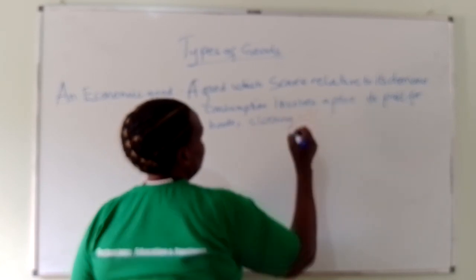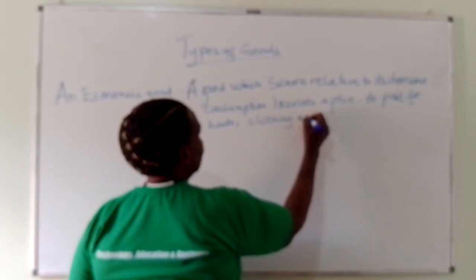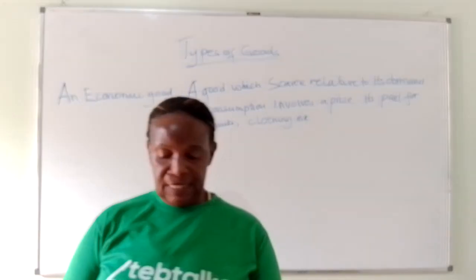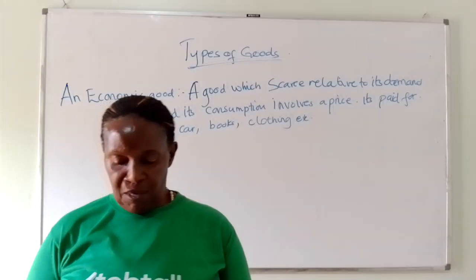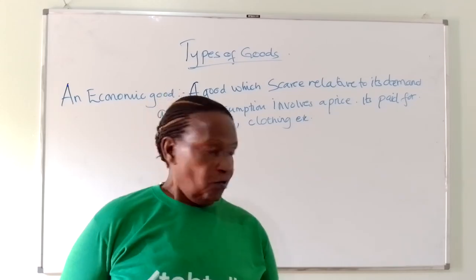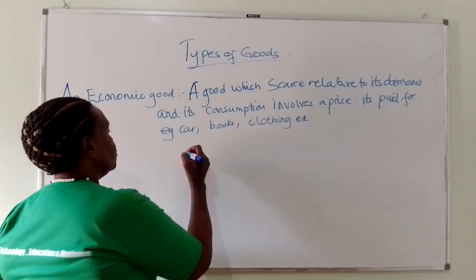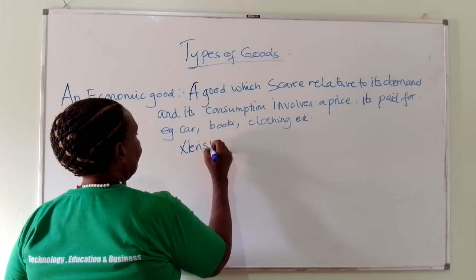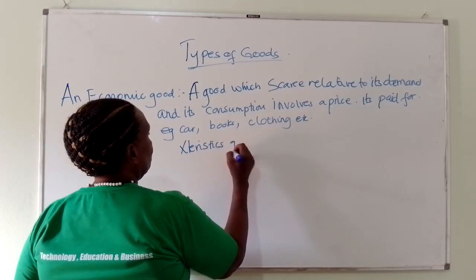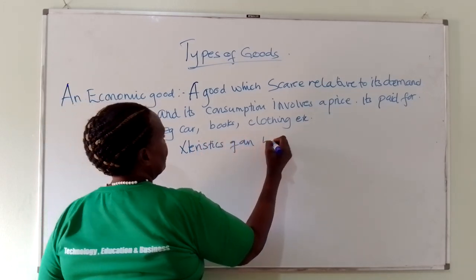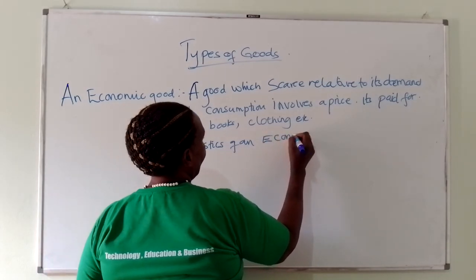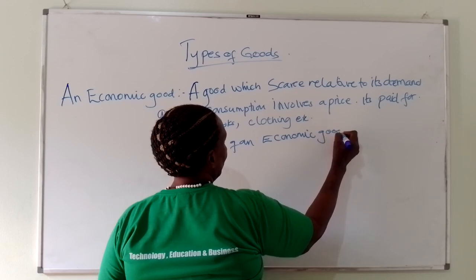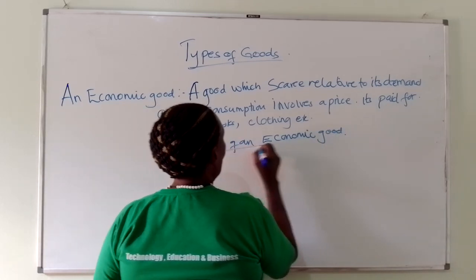So all these are economic goods, and so many others, and in order to access them or possess them, you have to pay a price. What are the characteristics of such a good? Characteristics of an economic good.